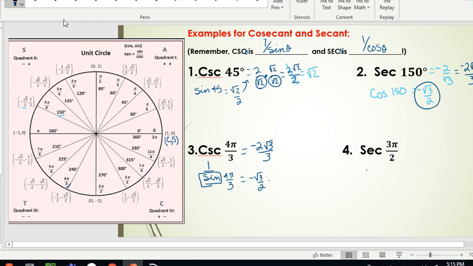Secant is the inverse of cosine, so I'm going to find cosine of 3 pi over 2. 3 pi over 2 is down here at the bottom. So cosine is the first one, and that's 0. So there's cosine. This equals 0. And if you want to put 0 over something, it's over 1, right? So secant is going to mean I flip that. Oh, wait a minute. I cannot have a 0 on the bottom because friends don't let friends divide by 0. So I am going to take this and say it is undefined.